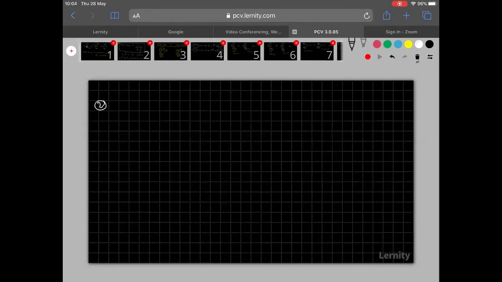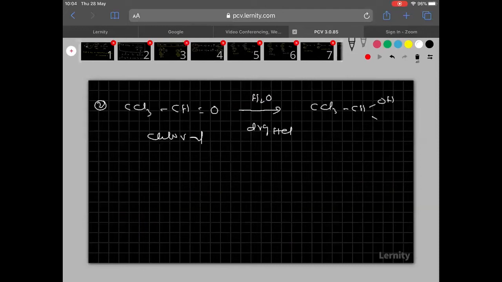Okay, so see clearly. Second example, CCl3 CHO. So this is called chloral. So chloral, when treated with water in presence of dry HCl, then what happened here? CCl3 CHOH CHOH. So this is called chloral hydrate. Chloral hydrate. Completed.